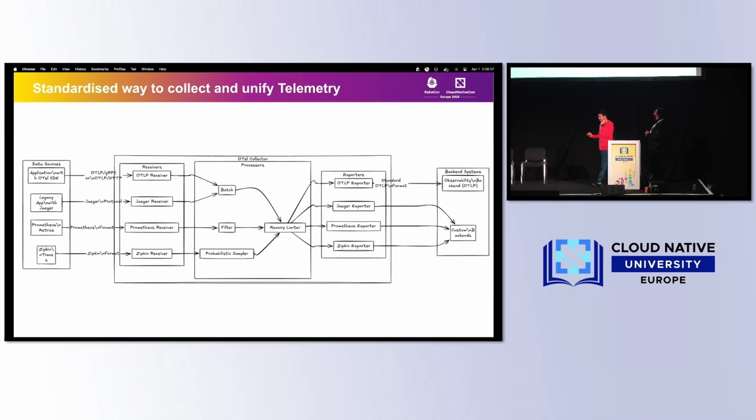So if you zoom in into collectors, this is how it looks. You have receivers where you can configure different receivers for different purposes. The native protocol that OpenTelemetry uses is OTLP, but you can configure Jaeger, Prometheus, Zipkin, or if you are using a cloud provider and you want to collect something from S3 or CloudWatch, there's a variety of receivers that you can use. There are different processors which help you enrich the data, filter and batch the data. And at the end, you have exporters where you can export your telemetry to different backends.